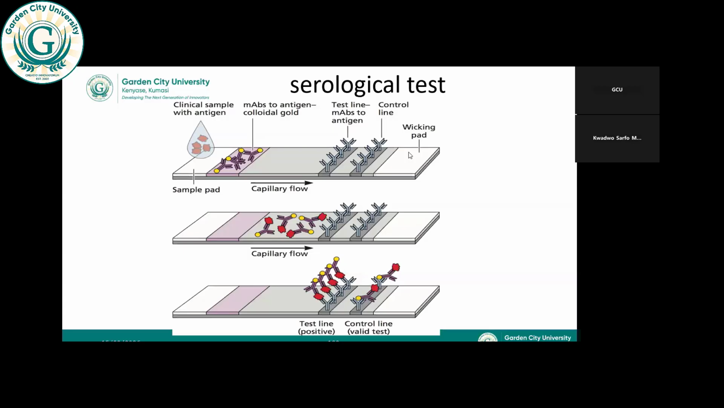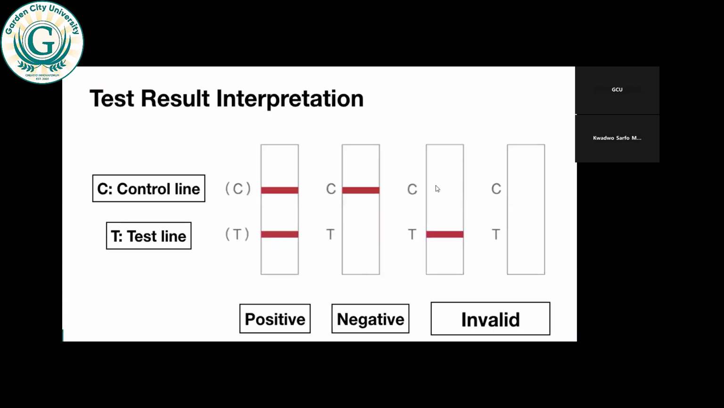So you move on. So when you run the test, rapid diagnostic test, the control line should always be positive. Always. You check the control line first before you come and check your test line. If there's nothing showing at the control line, it's invalid. So repeat the test. Use another cassette.